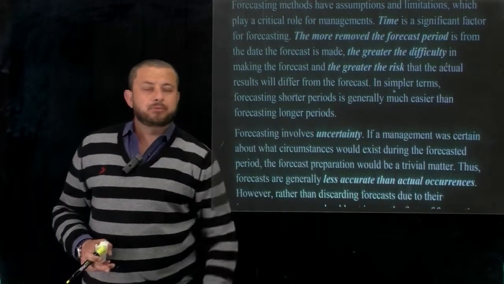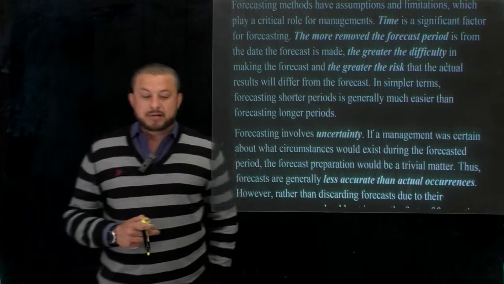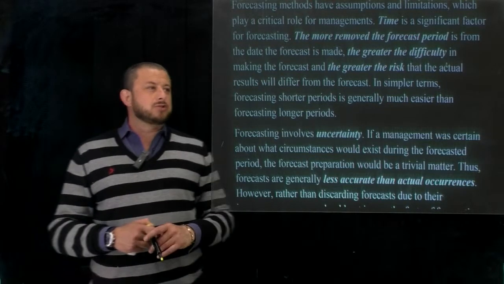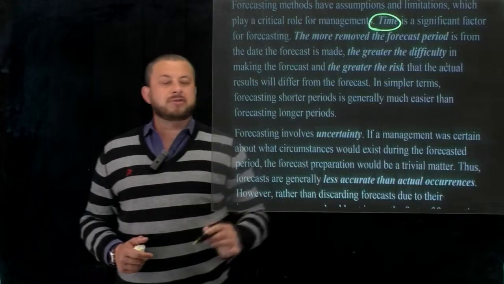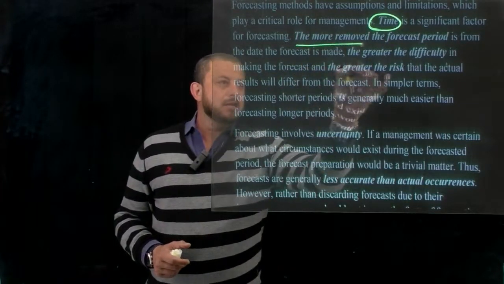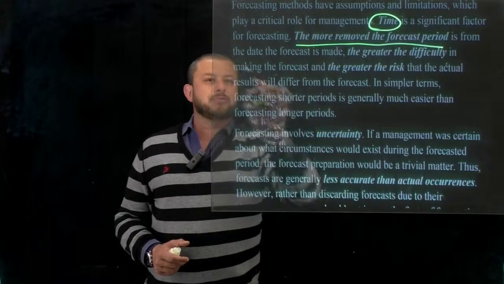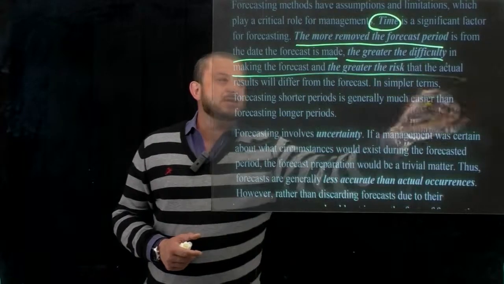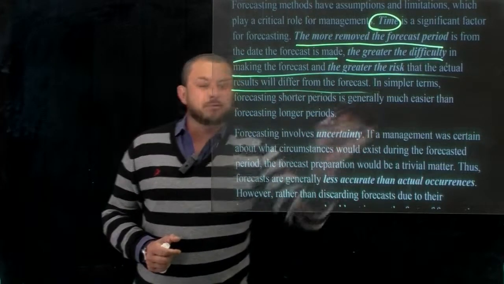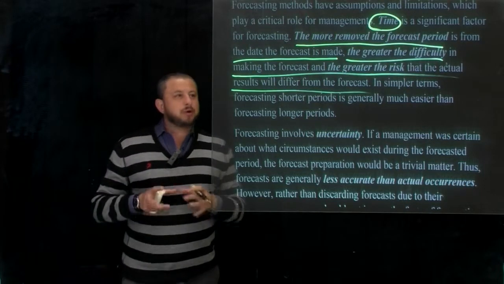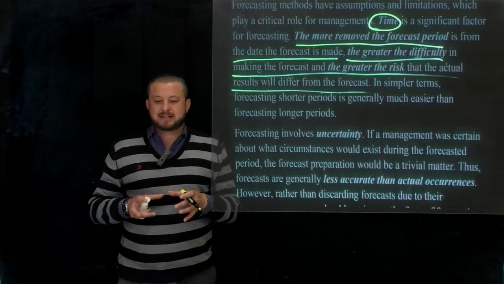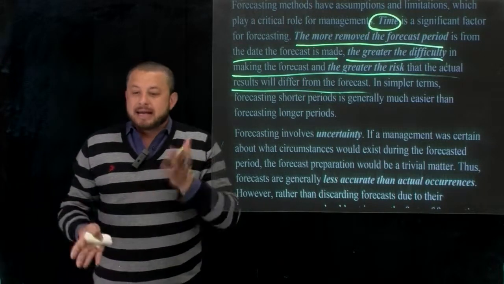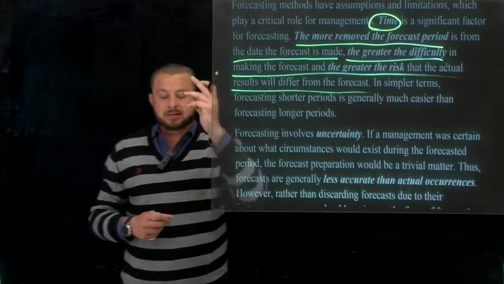As with every quantitative procedure, forecasting has assumptions, has limitations, and so on. Time becomes a significant factor in forecasting. Why? Take a look at this. The more remote the forecasting period is from the date the forecast is made, the greater the difficulty in making the forecast and the greater the risk that the actual results will differ from the forecast. Meaning, guys, if you are trying to forecast what's going to happen in 10 years versus next year, it has different implications because of time. Time is an important factor.